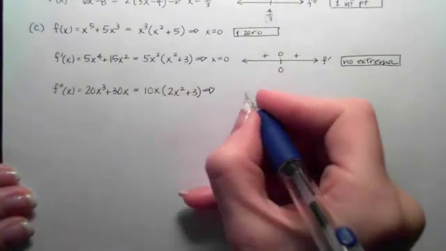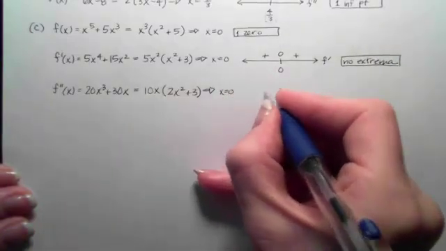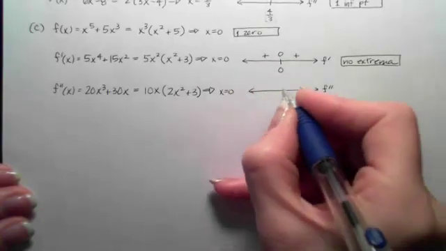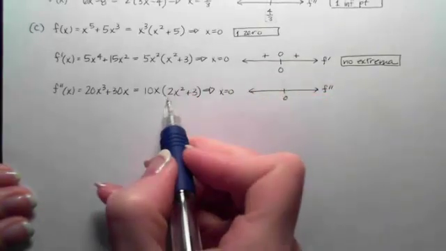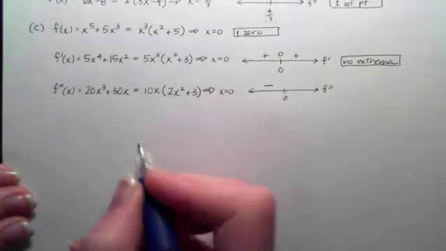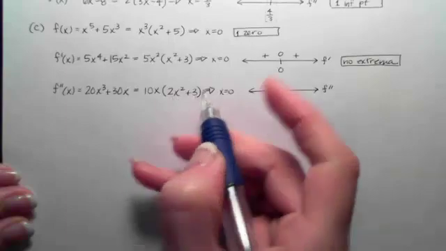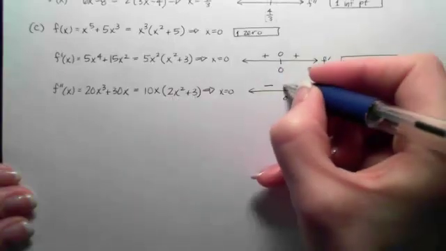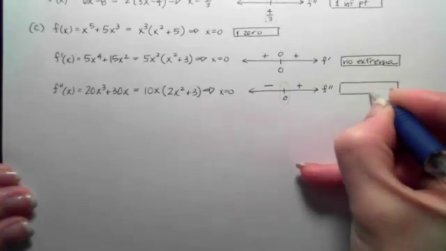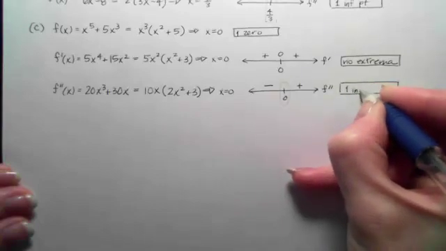With the inflection points, I see that x equals 0 again is my only 0. And if I go prior to 0, this is negative, this is positive. And if I go after 0, both of these are positive. So on f double prime, I did get a sign change, but I only got one of them, so I have 1 inflection point.